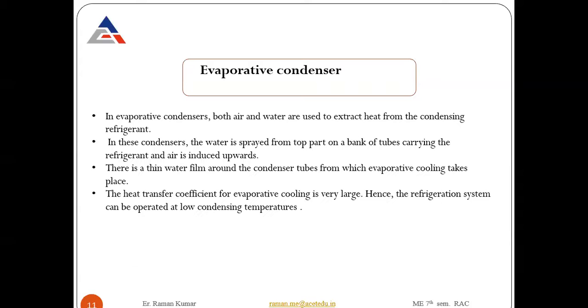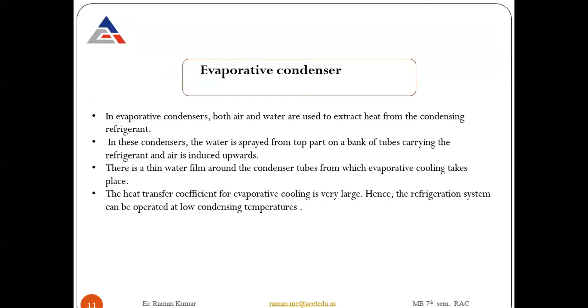When water flows over the tube, evaporative cooling takes place. When water flows on the hot pipe, the evaporation process takes place, and air is coming from the lower side to the upper side, while water is coming from the upper side to the lower side. So this means the condenser pipe is cooled with the help of water as well as air, which flows from the lower side to the upper side with the help of a fan.